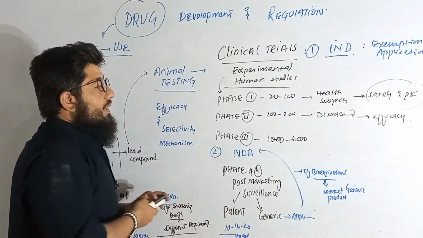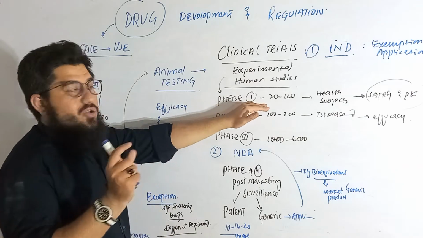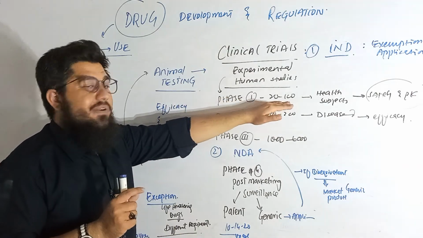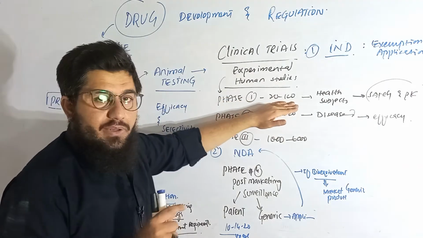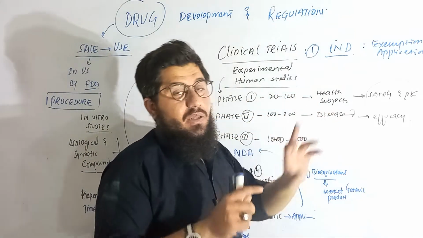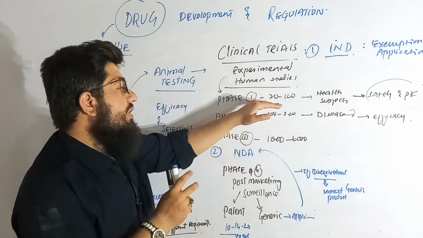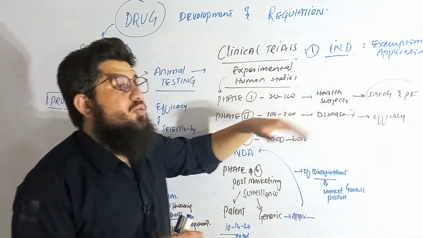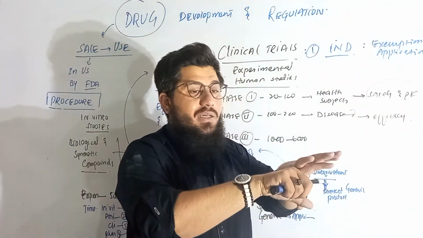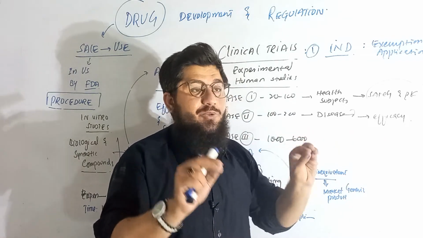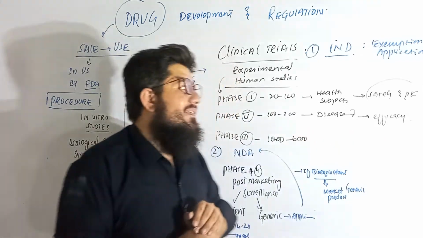So in phase 1, we apply a very minor dose on 20 to 100 individuals. A very low number of healthy subjects are taken, meaning persons not having a disease. We take 20 to 100 individuals, and all of them are disease free, meaning they don't have any kind of disease.